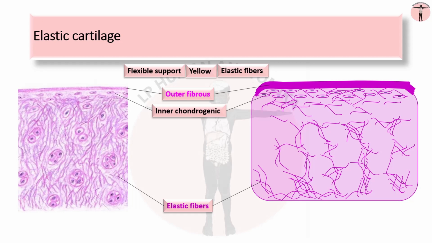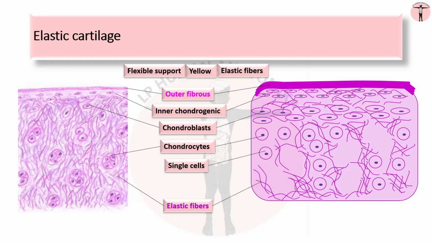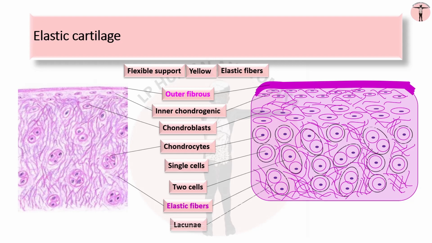Chondroblast, as in hyaline cartilage, is oval in shape, present at the periphery singly. Towards the center, chondrocytes are present in single cells or 2 cells in a group, lodged in spaces called lacunae. Chondrocytes are closely packed as the number of chondrocytes is more and amount of matrix is less.